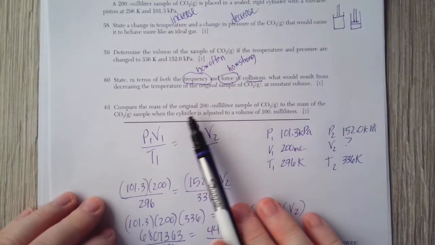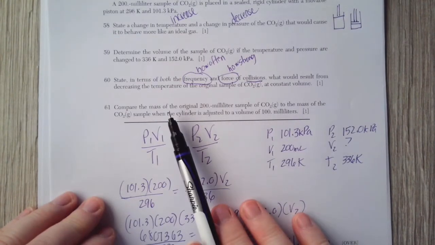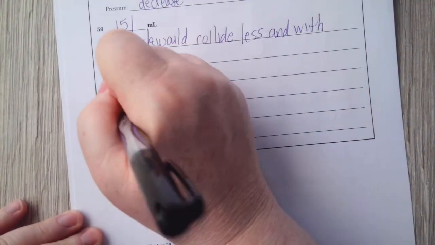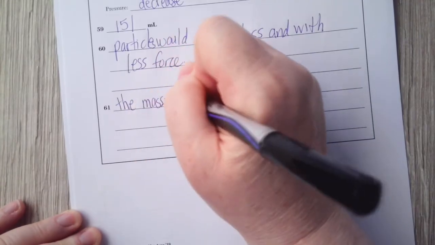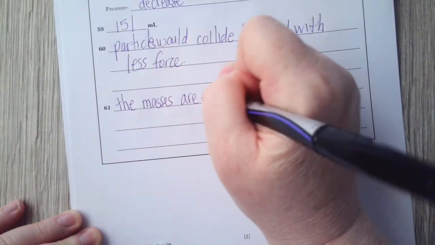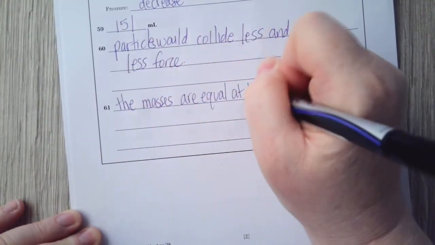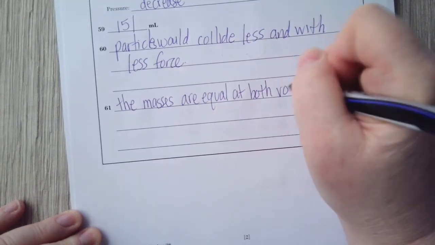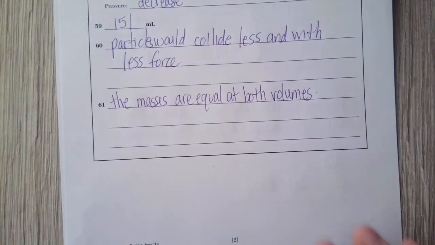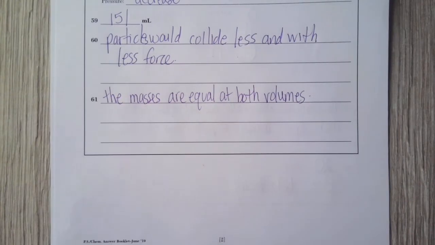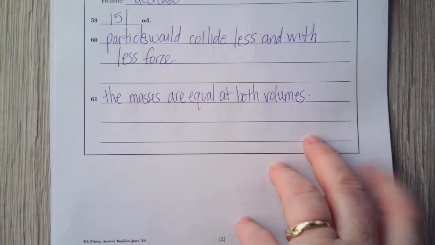So that means nothing's getting in or out. So if nothing is getting in or out, oh, the masses are equal at both volumes because it's a sealed container. So nothing is getting in and nothing is getting out. So the masses are equal. They're constant. They stay the same. Some way you had to say that. All right, so now let's flip.